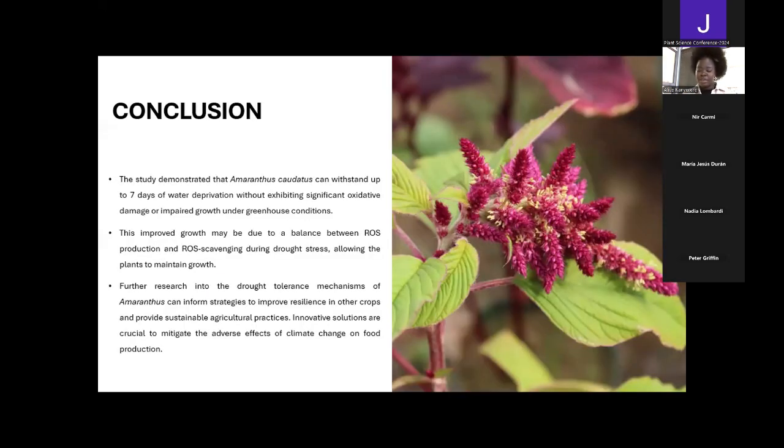In conclusion, this study demonstrated that Amaranthus caudatus can withstand up to 7 days of water deprivation without exhibiting significant oxidative damage or impaired growth under greenhouse conditions. And in terms of the three genotypes, this study showed that red garnet was outperforming all the other two genotypes because it had the highest shoot length, it had the highest photochlorophyll and carotenoid content, and it also exhibited a significant increase in the proline.